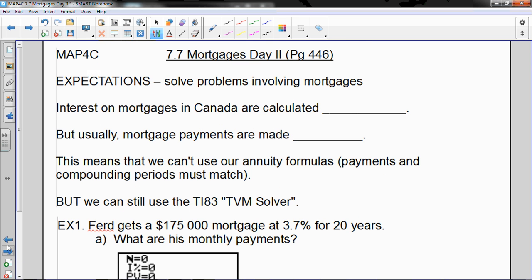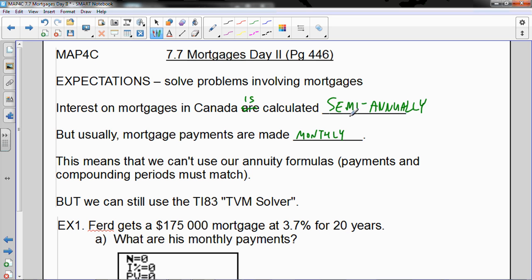Okay, so on to the lesson. 7.7, solve problems involving mortgages. Interest on mortgages in Canada is calculated semi-annually, and that's just by Canadian law. But usually people pay their mortgages monthly, sometimes weekly, sometimes twice a month, or every other week. But usually, mortgage payments are monthly.